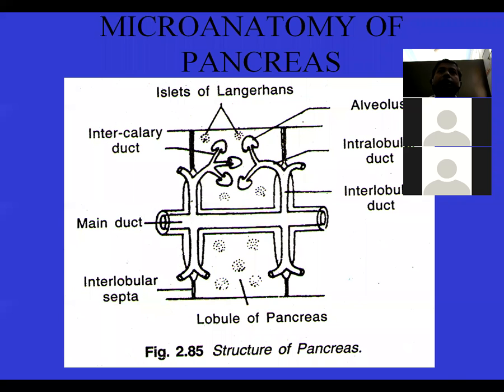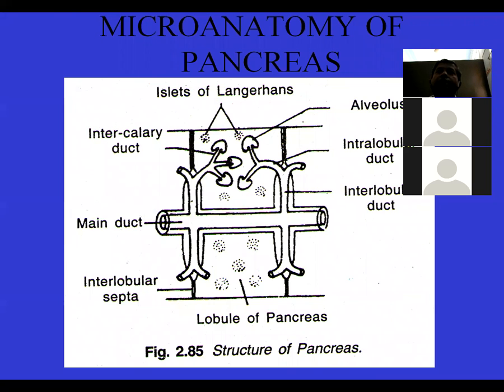Now coming to the microanatomy. Already we had discussed the microanatomy of the pancreas. Why are we discussing microanatomy? Because we may get a question like this: describe the gross anatomy of the pancreas and add a note on the microanatomy. You may also get a question like this: add a note on the development of the pancreas. So that's why we are also going to discuss the microanatomy of the pancreas.